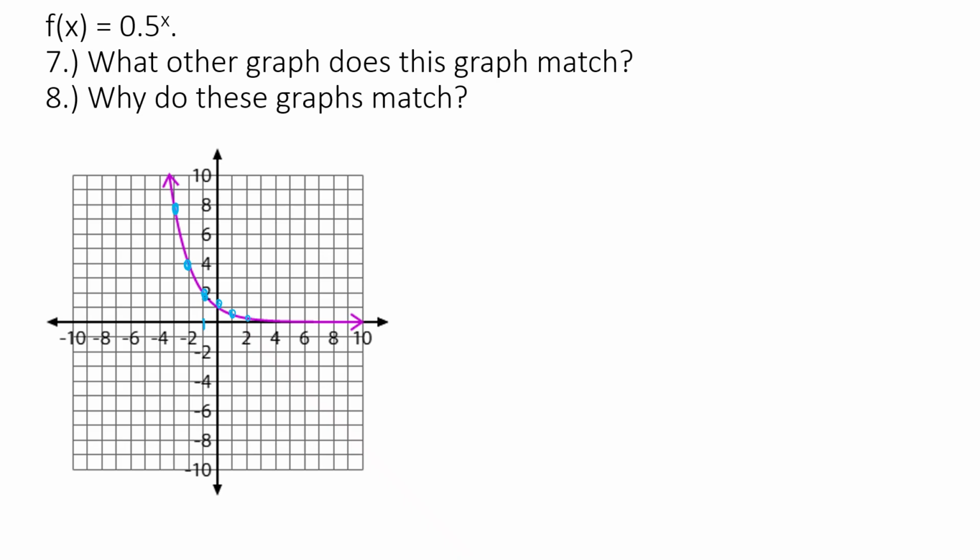So y equals, or f of x equals 0.5 to the x is the same as y equals 2 to the -x. It's the same as that flip over the y-axis. So that might not be what you're expecting. So that answers question 7. So the interesting question is, why do these graphs match? Why are those generating the same graph?